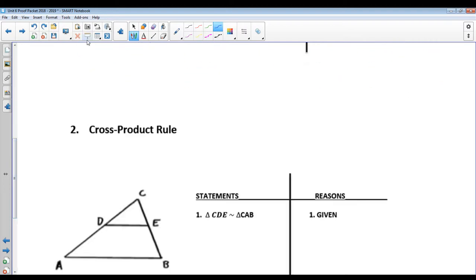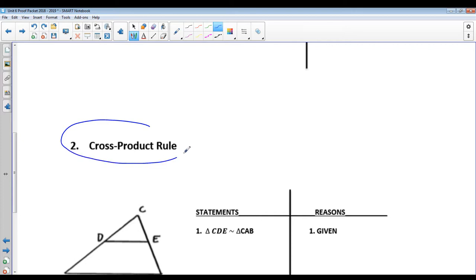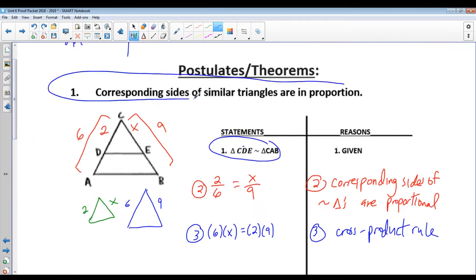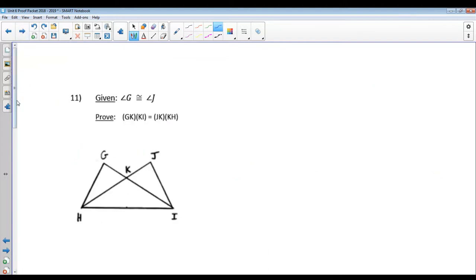So we're going to leave this next one blank. I think the best way to show you this is just to show you an example. But here are the two new rules. We're going to be using the cross product rule, and we're going to be using the rule I just mentioned. So let's skip ahead. Let's do number 11. This is a good one. So let's get our statement and reason set up.